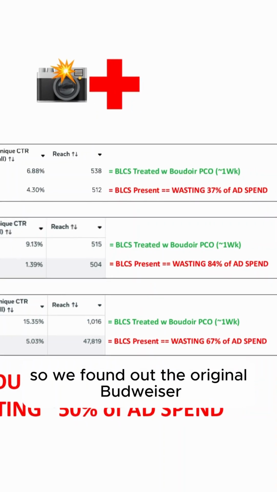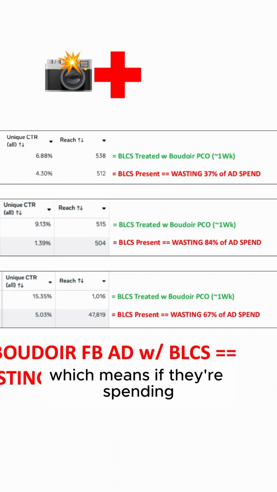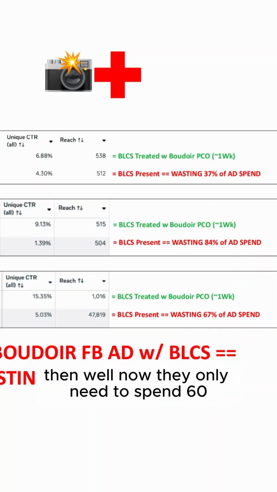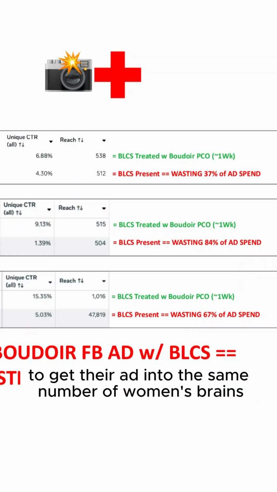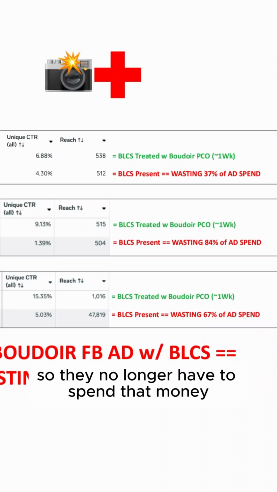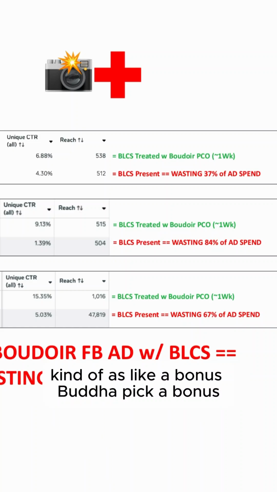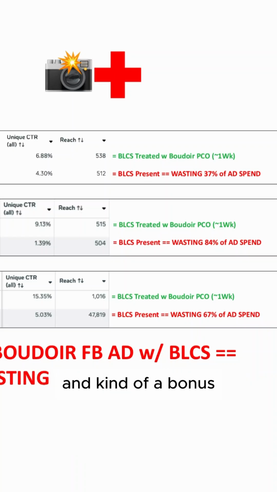So we found out the original Boudoir Facebook ad was wasting 37% of ad spend, which means that they're spending 10 grand a month on the original Boudoir Facebook ad. Now they only need to spend $6,300 a month on the Boudoir Pico treated ad to get their ad into the same number of women's brains. So they no longer have to spend that money, and they actually can pocket it kind of like a bonus, Boudoir Pico bonus. They just don't spend it because it would have all been wasted anyways. A $3,700 a month bonus.